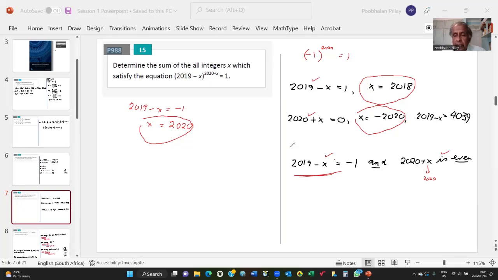So there are three solutions, right? They're asking you to find the sum of all integers, so integers, because you are allowed negative 2020, which satisfy this equation. So there are three numbers. When you add those three numbers, 2020 minus 2020 cancels off, and the answer is 2080. All right, so you just add these three integers and you'll get to the answer.